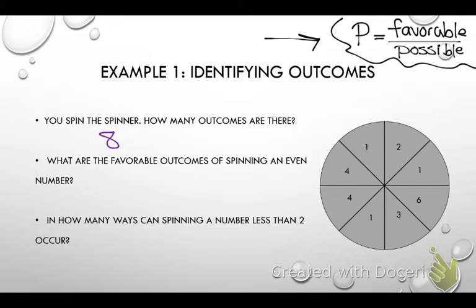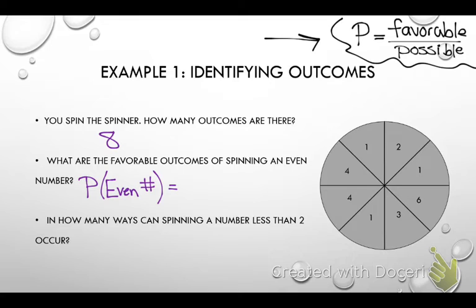What are the favorable outcomes of spinning an even number? So I'm going to kind of prepare you or set some groundwork for 7.2. Here's how we write probability. P for probability. And then in parentheses, I write my targeted outcome. What would be my favorable outcome? Well, it says it right here. Spinning an even number. So what is the probability that I spin an even number? Okay? So in parentheses, I write what my targeted outcome is, or my favorable outcome.